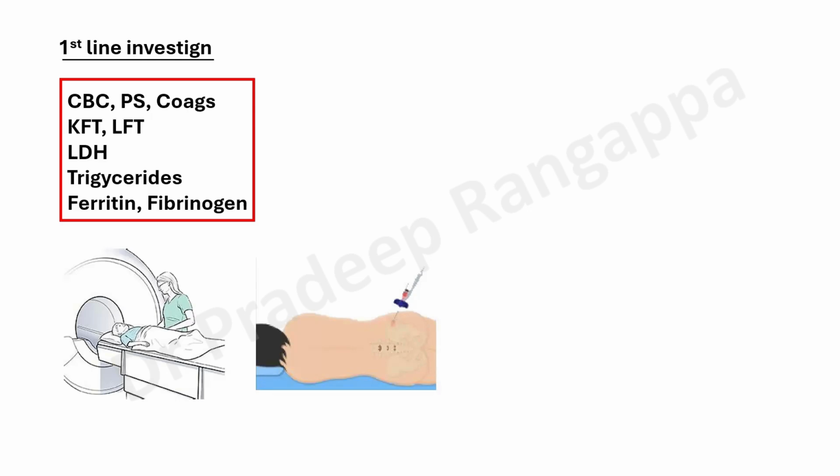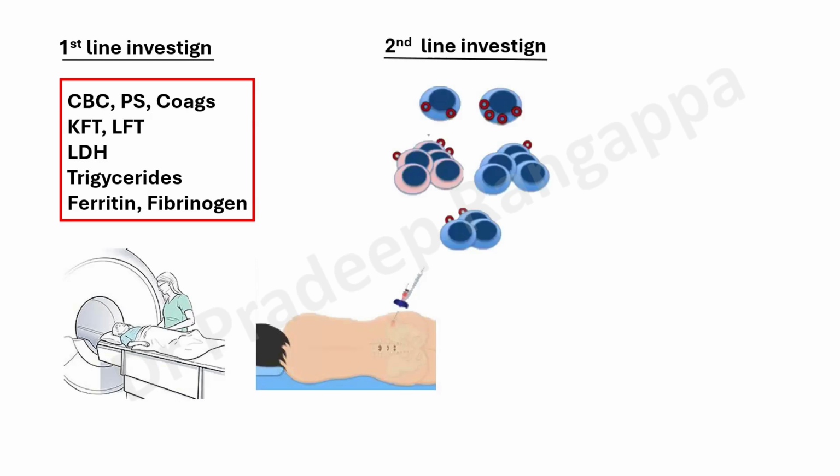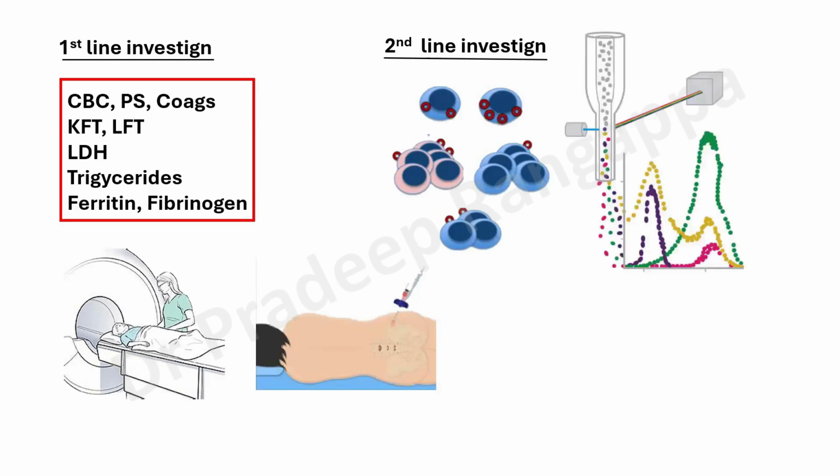So if all these are not really showing a good direction, then there is a third line of investigations, which I put as second line, where you do specialized sets. You have to do lymphocyte subsets. You have to look at all the subsets and the ratio, where you may have to get hematologists involved. Then you have to do flow cytometry.